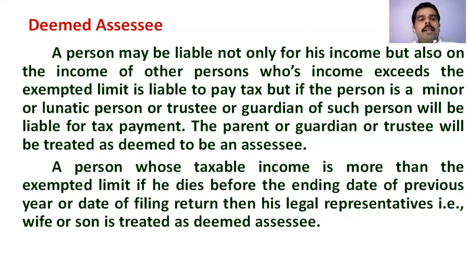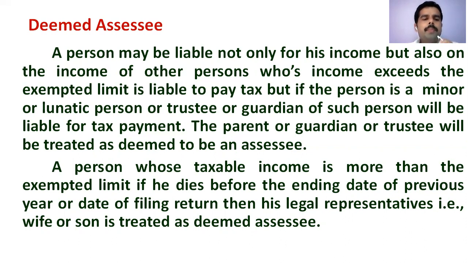Then deemed assessee. A person may be liable not only for his own income, the income earned by him, but also for the income of another person whose income exceeds the exempted limit. But if the person is a minor or lunatic person, then the trustee or guardian of such a person will be liable to pay the tax. Here the parent or guardian will be treated as a deemed assessee, because on behalf of the minor, on behalf of the lunatic, on behalf of the trust, they are paying the tax. They are playing a role.